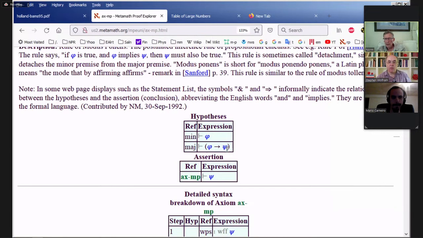There is no psi at the level of the object language. Those all go away. You have to put actual expressions in place of them. Psi is a placeholder for a well-formed formula that has a certain definition. Let me go back here.